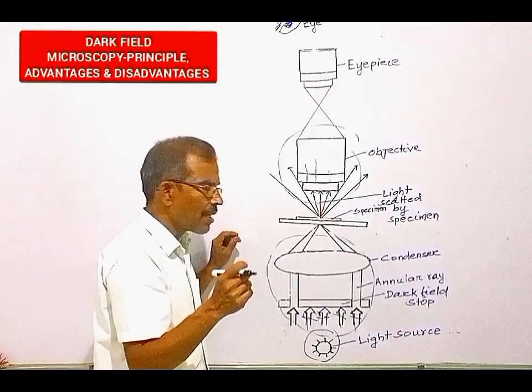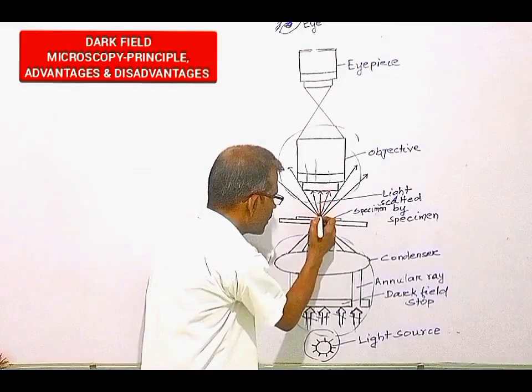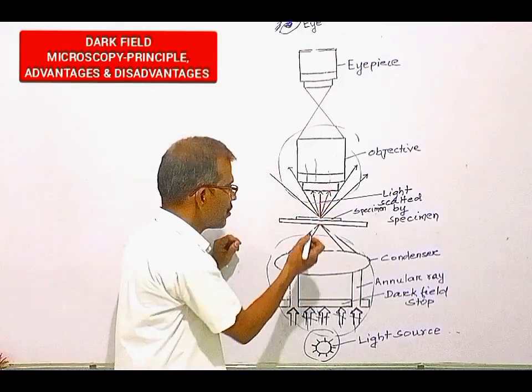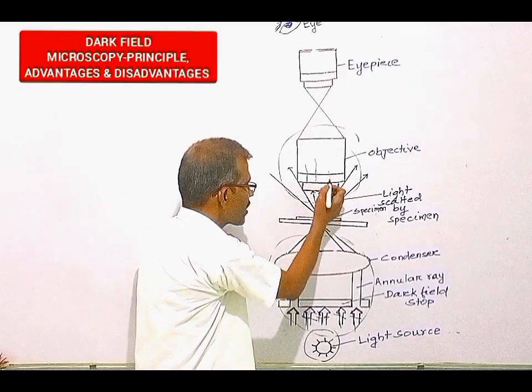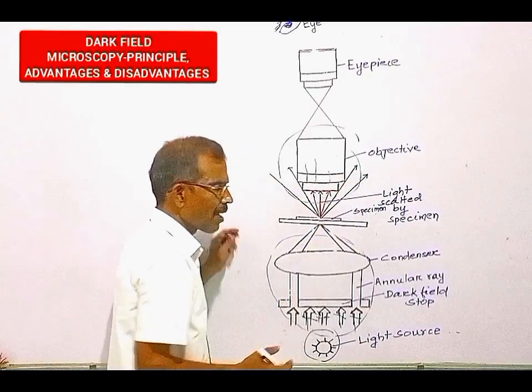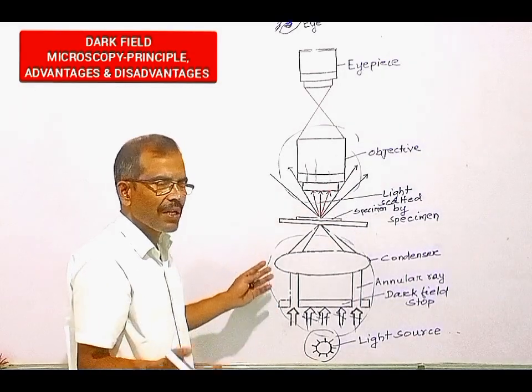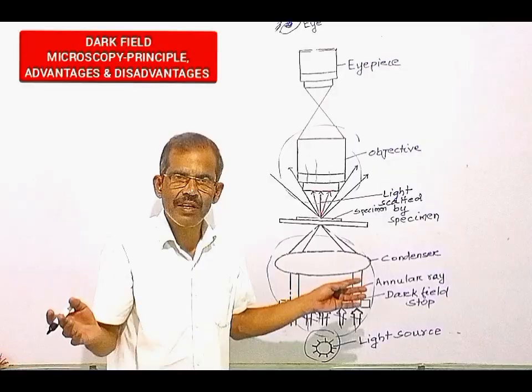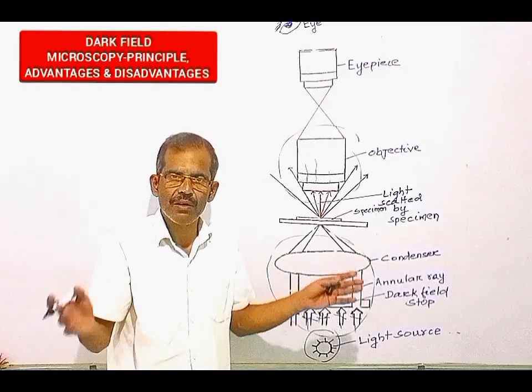In this technique, only the light that is scattered by the specimen is allowed to enter the objective lens. All the remaining light is prevented from entering. As a result, the specimen appears bright against a dark background.